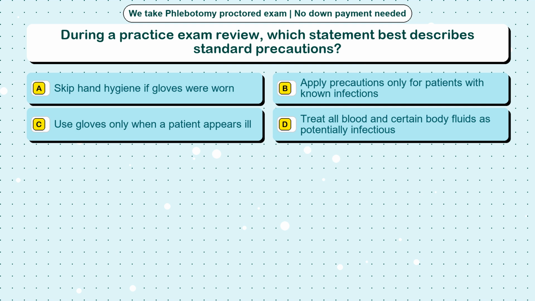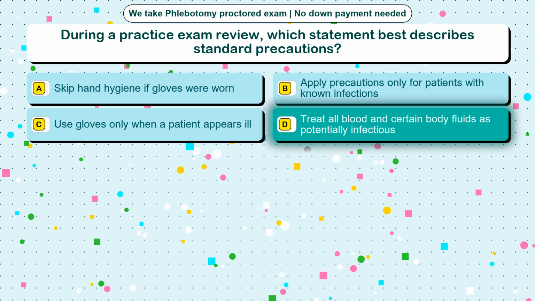Question 22. During a practice exam review, which statement best describes standard precautions? Option A. Skip hand hygiene if gloves were worn. Option B. Apply precautions only for patients with known infections. Option C. Use gloves only when a patient appears ill. Option D. Treat all blood and certain body fluids as potentially infectious. The correct answer is option D.